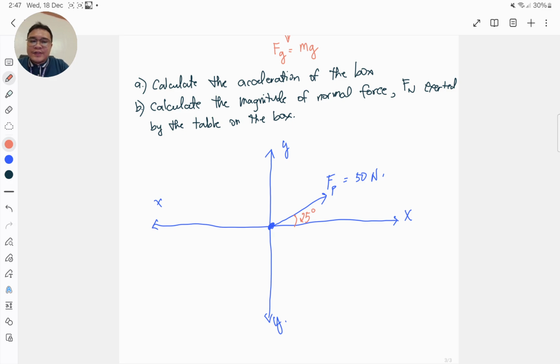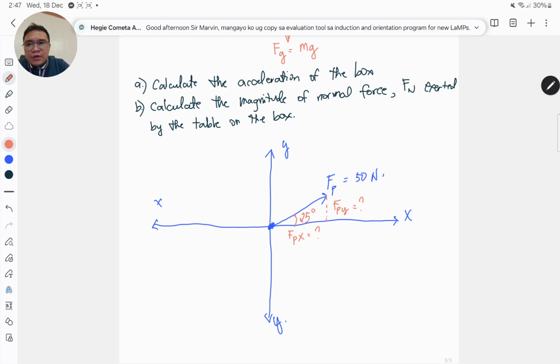Since this is a force applied at a certain angle, technically it can have x and y components. Let me draw a line here so that we can identify the component of this force, which I will call Fpy, still unknown to us. It also has a component in the x dimension, Fpx, also unknown. We will need that later because we need to calculate the acceleration on the x-axis.